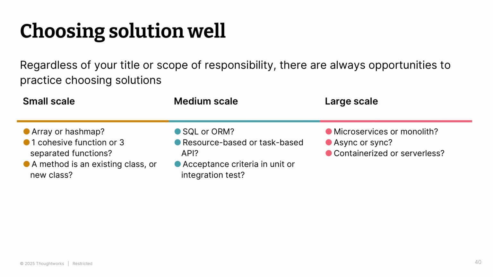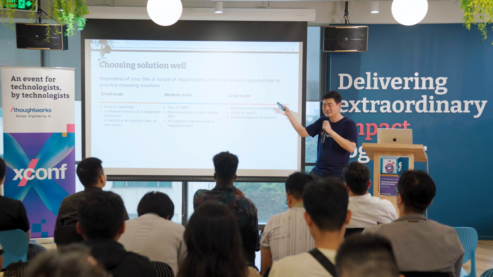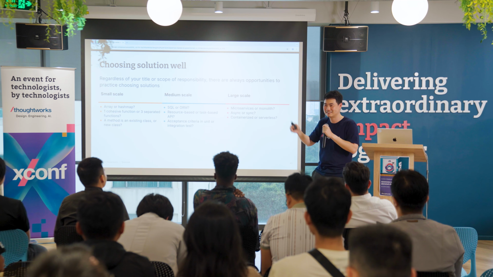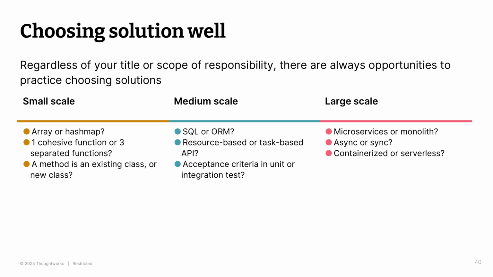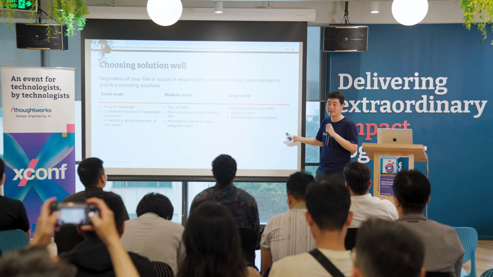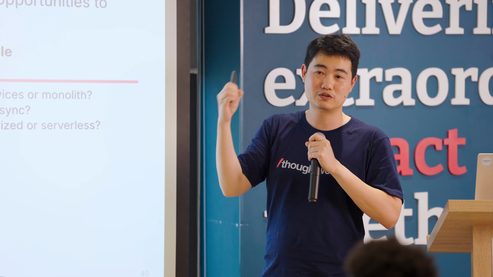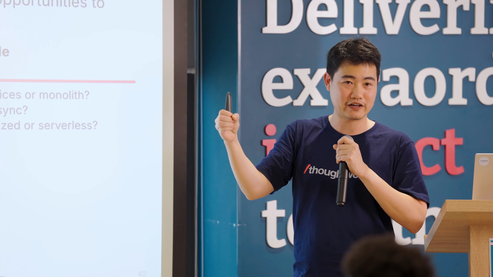At medium scale, like SQL or ORM. Do we do a REST API, resource-based or task-based? Or do we have acceptance criteria in integration tests or unit tests? Things like this. And at large scale, where people with the title of architect might focus, things like microservice or monolith, sync or async, containerization or serverless. But you can see that it's still multiple ways to solve one problem with different trade-offs.